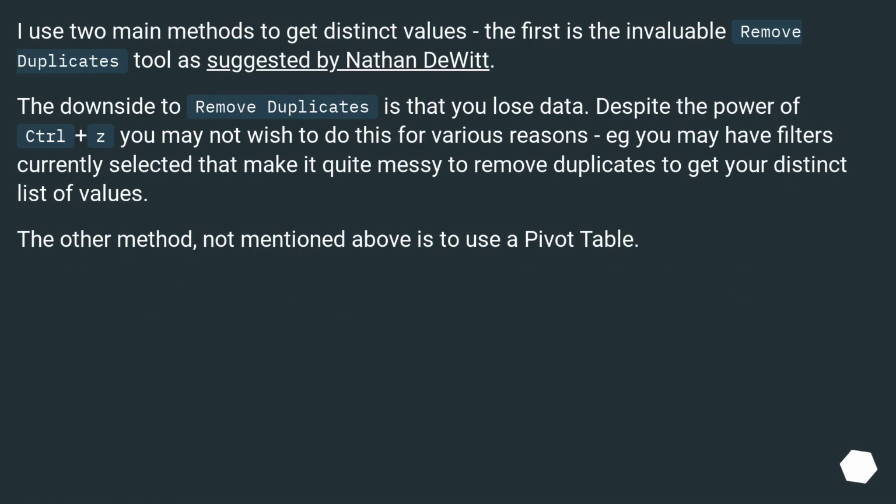I use two main methods to get distinct values. The first is the invaluable Remove Duplicates tool, as suggested by Nathan DeWitt. The downside to Remove Duplicates is that you lose data. Despite the power of Ctrl+E, you may not wish to do this for various reasons. E.g., you may have filters currently selected that make it quite messy to remove duplicates to get your distinct list of values. The other method, not mentioned above, is to use a pivot table.